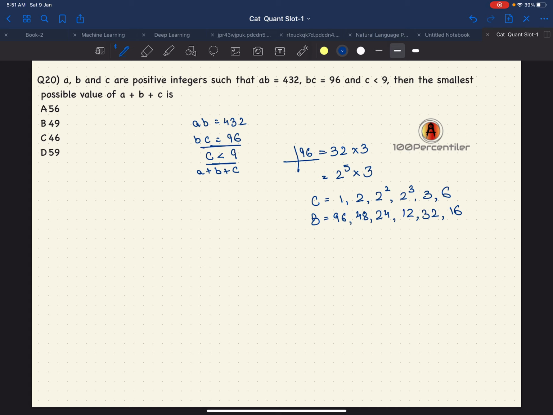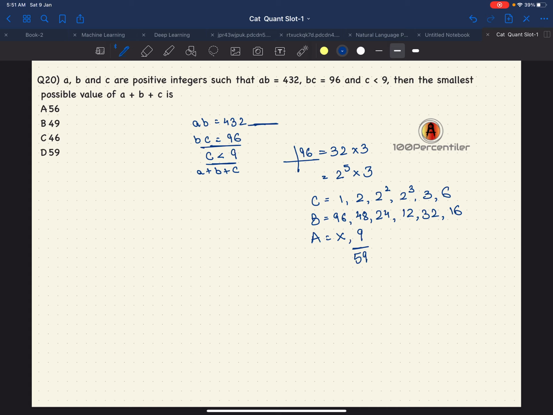Now, for these values of b, the possible values of a, so if we use this particular first equation where ab is 432, we compute the values of a. For b equal to 96, ab cannot be equal to 432 for any integer a, and therefore no possible value here. For b equal to 48, a has to be equal to 9, and a plus b plus c can be calculated now as 59 here.